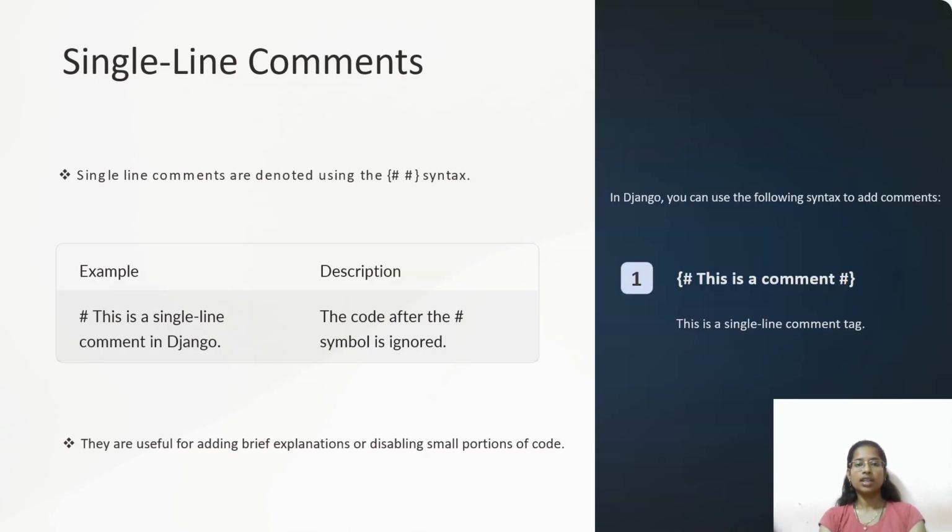So the single line comment, as I told, is denoted by the hash symbol. This is the example here. It is used to provide a brief explanation or note about the code that follows. And single line comments are used for adding short, concise notes or descriptions to make the code more understandable. And this is the example I have shown.